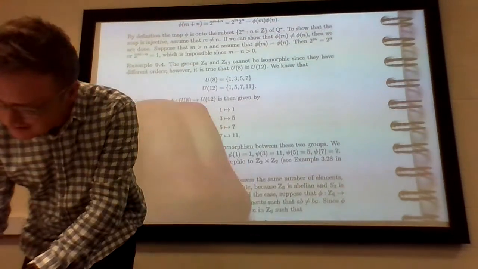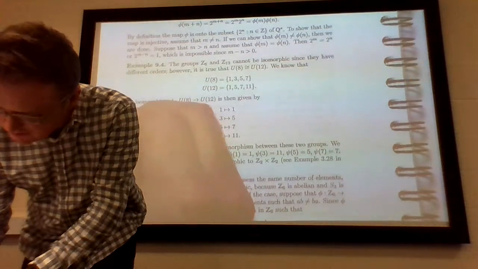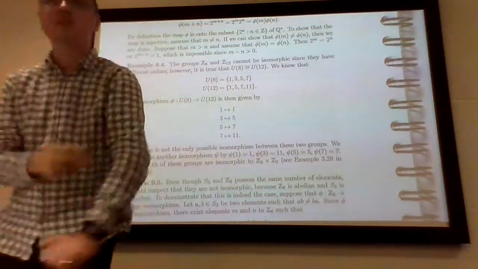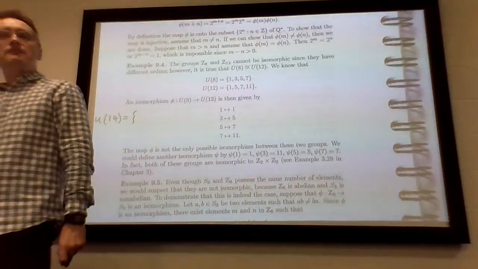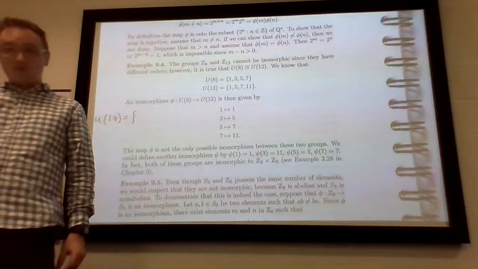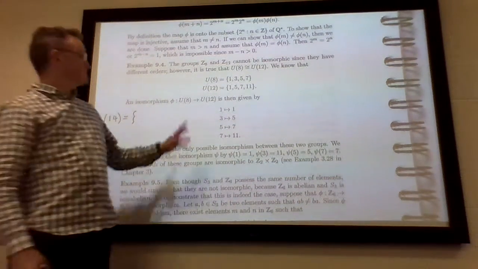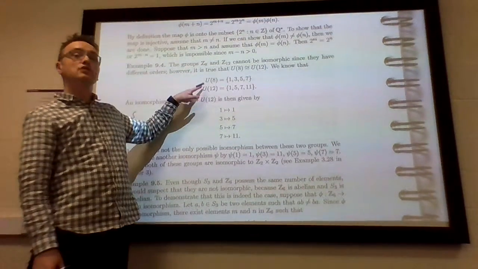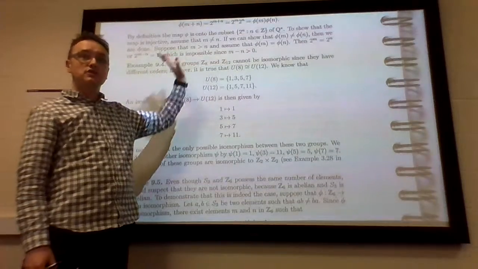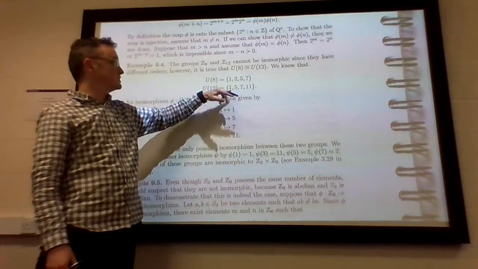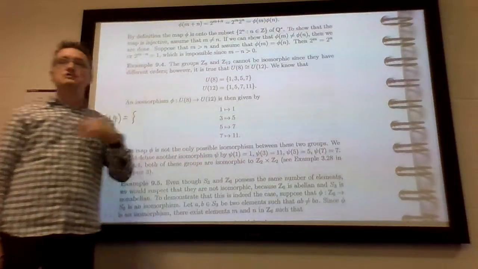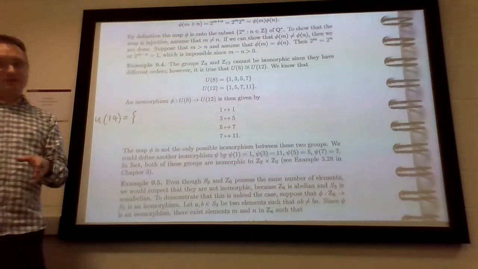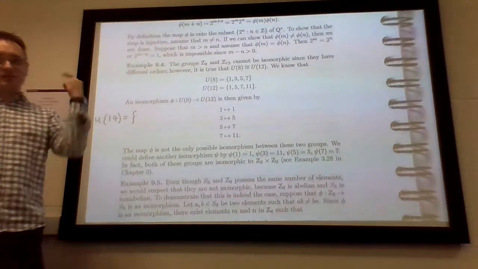Beautiful question. U14, what are the elements of U14? Everything coprime to 14. Everything from Z14 that's coprime to 14. No, this is the group under multiplication, not addition. That's why we're chucking out everything. We're only keeping those things coprime to the modulus because they're the only ones that have multiplicative inverses modulo the modulus. That should be ingrained into your mind.